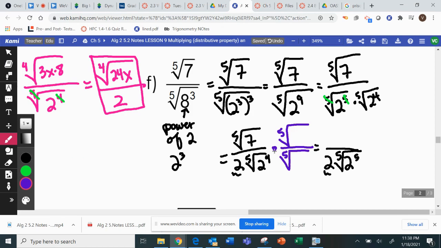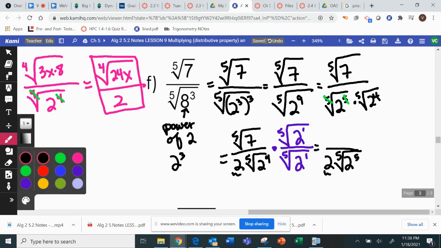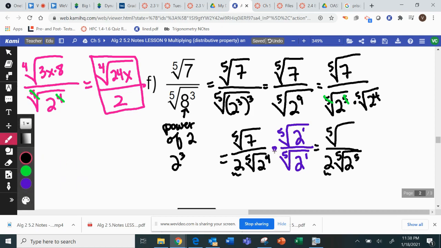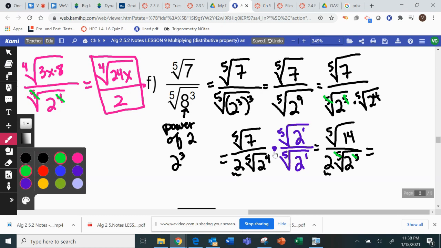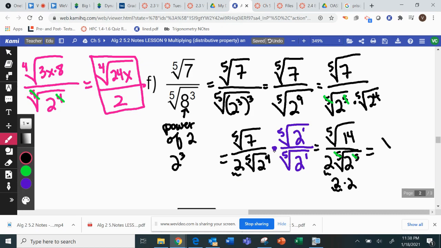So if I got 4 of them, then I just need 1 more to complete the 5th. So on top, I'm just multiplying by 2 under the radical. So on top, I get the 5th root of 14. So if those cancel, then underneath I have this 2 multiplied by another 2. So we get the 5th root of 14 over 4.